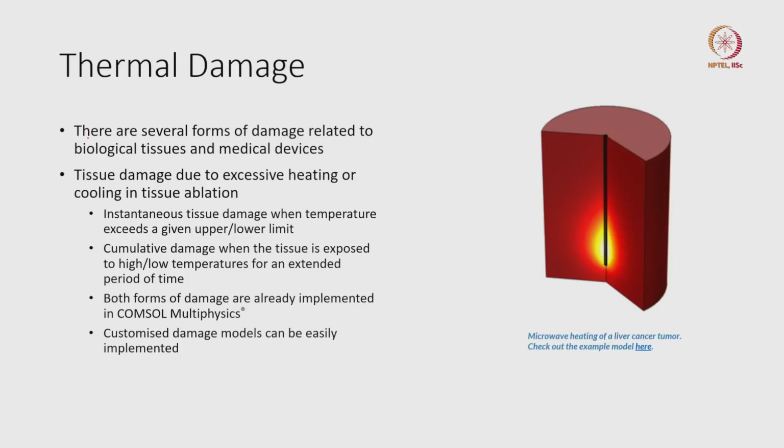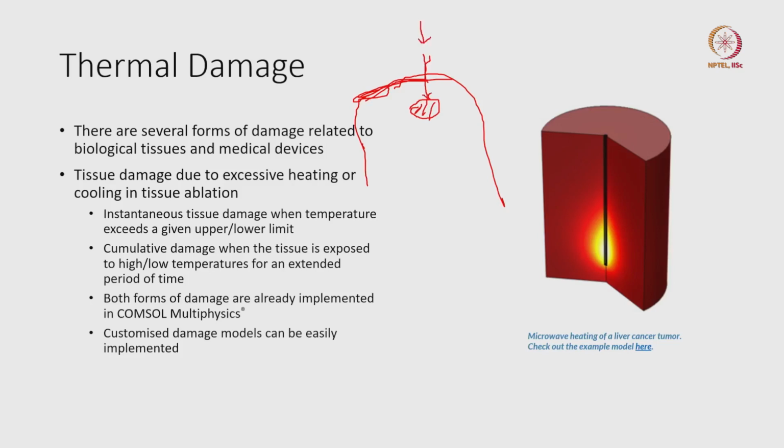Finally, we have thermal damage. One example is a brain tumor that you want to destroy. So for example, if this is the brain tissue over here, and this is the region which is having the tumor, as you can see over here, we introduce a probe, and what happens over here is that we introduce an RF power.